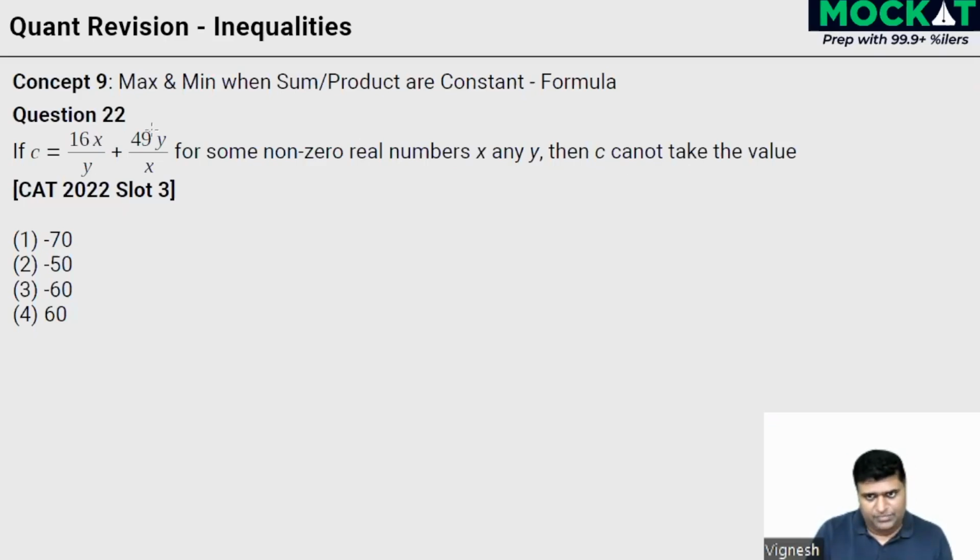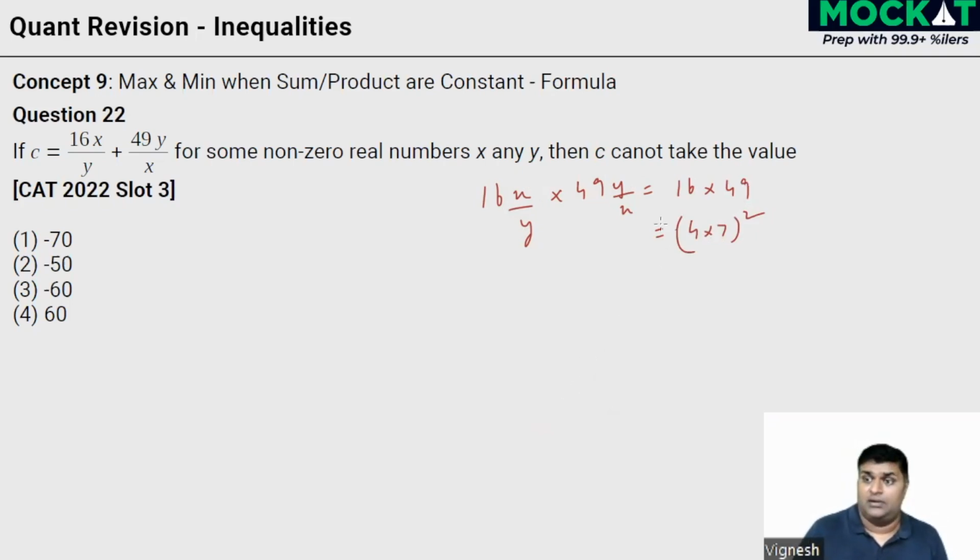For which again, if I multiply these two, x gets cancelled, y gets cancelled, I'm getting a constant. 16x by y into 49y by x is what? If they get cancelled, I'm getting a constant which is 16 into 49, which is nothing but 4 into 7 the whole square. Which again means each of these, the sum over here gets minimized if it's positive, right?